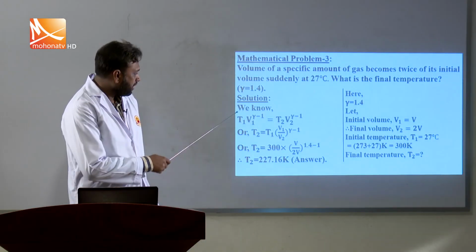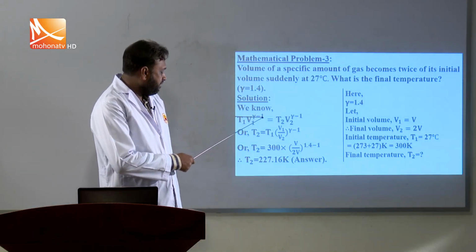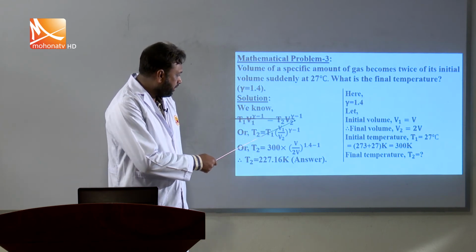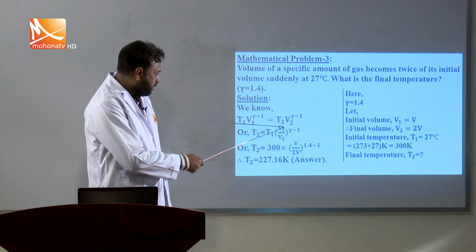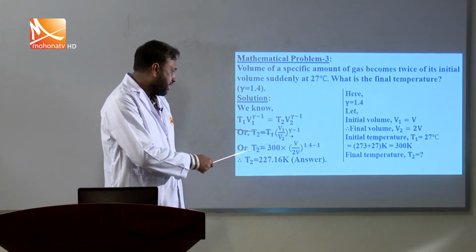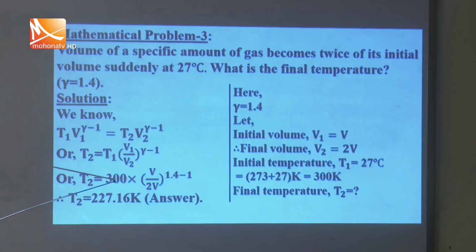You know T1 V1^(gamma minus 1) equals T2 V2^(gamma minus 1), or T2 equals T1 times (V1 divided by V2) to the power gamma minus 1, or T2 equals T1, which is 300, times (V1 equals V, and V2 equals 2V) whole to the power 1.41 minus 1. After calculation, the final temperature T2 will be 227.17 Kelvin.